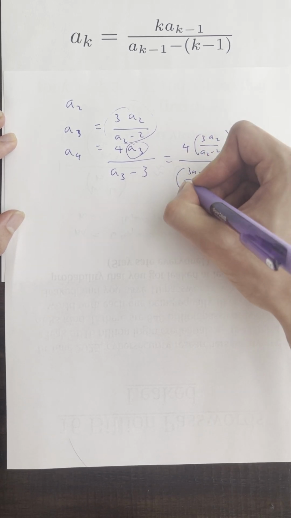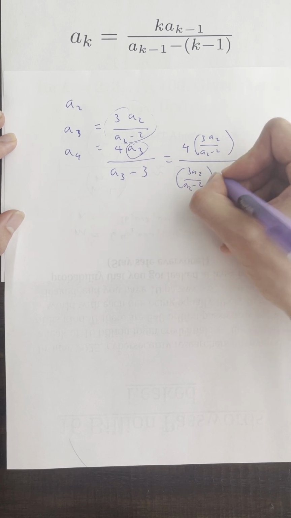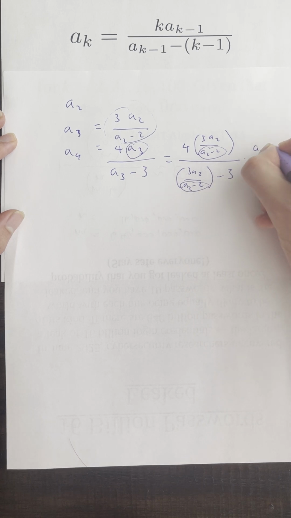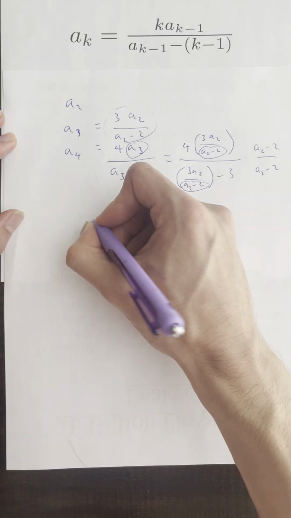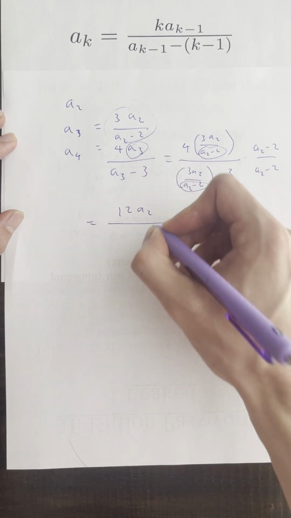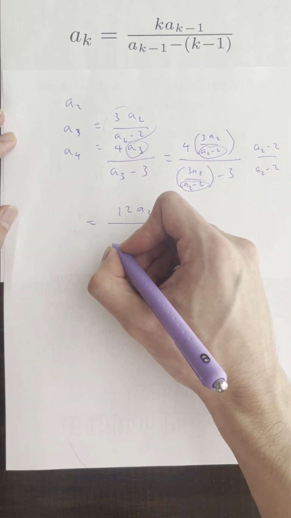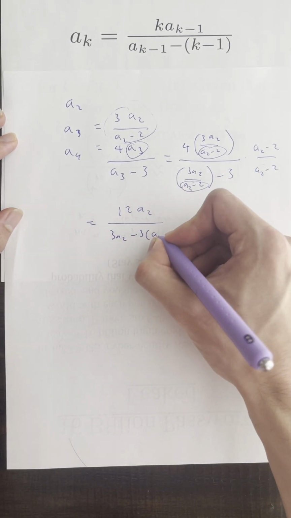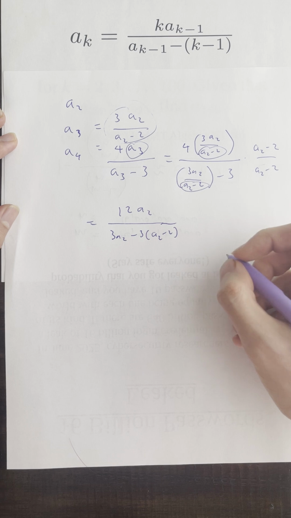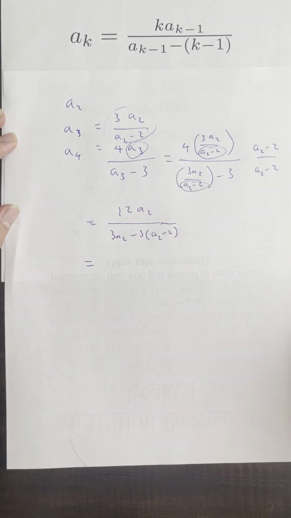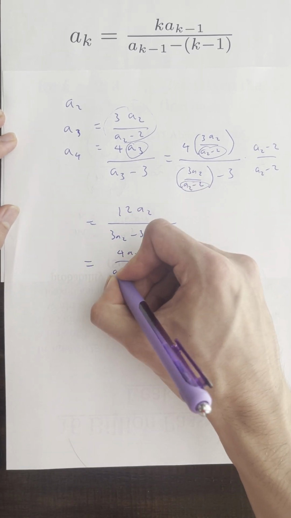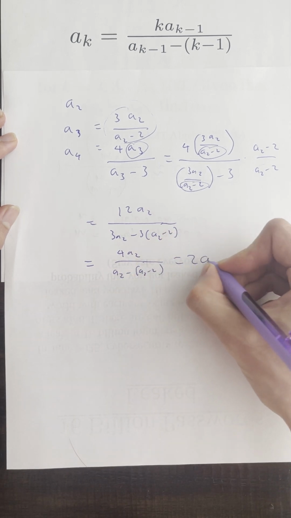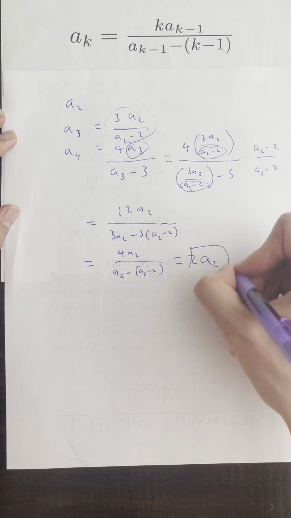Then it's the same idea. To get rid of this and this, we'll multiply the top and bottom by A2 minus 2 over A2 minus 2. So 12A2 over 3A2 minus 3 times this. Let's divide the top and bottom by 3. So then this is equal to 2A2. This is nice as well.